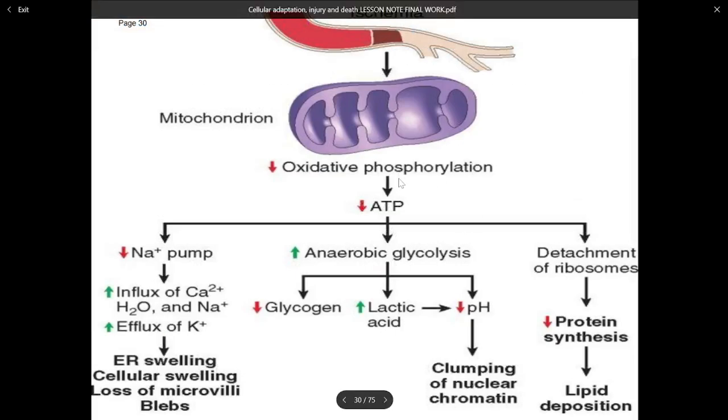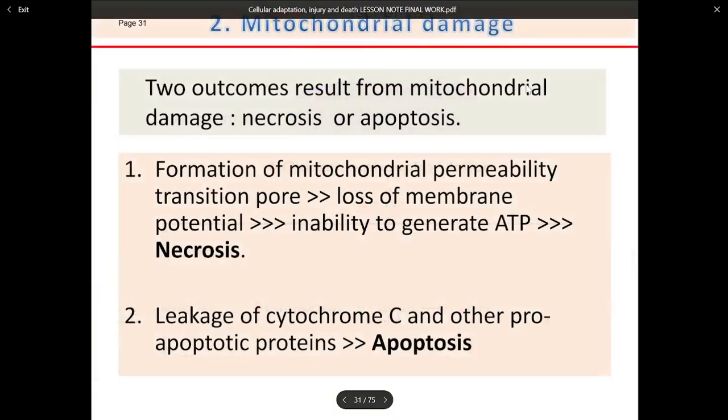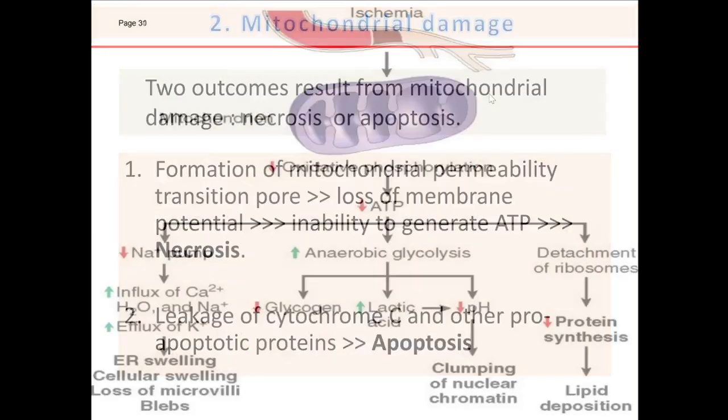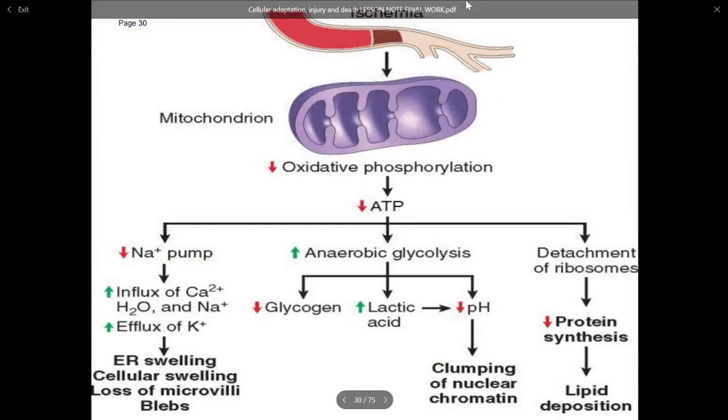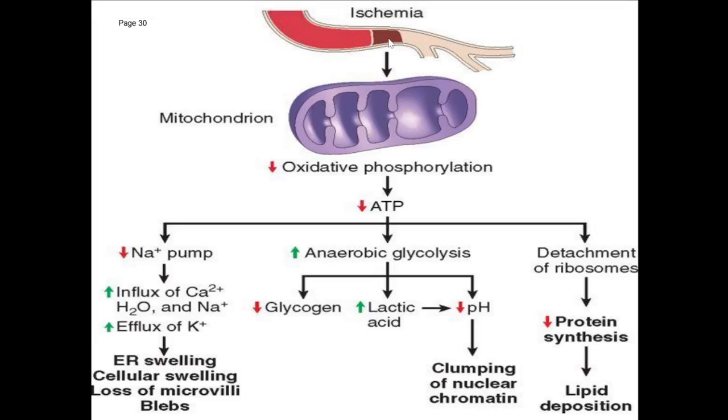So this is just a diagrammatic representation of the cause of cell injury. So when there's ischemia, which will result in loss of blood supply to the tissue and organ.